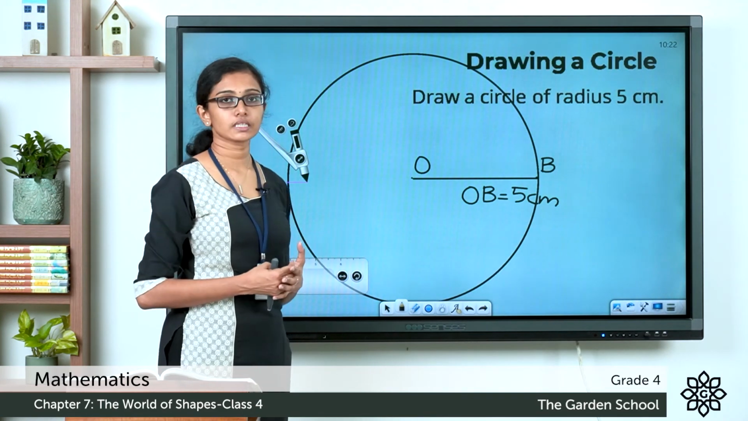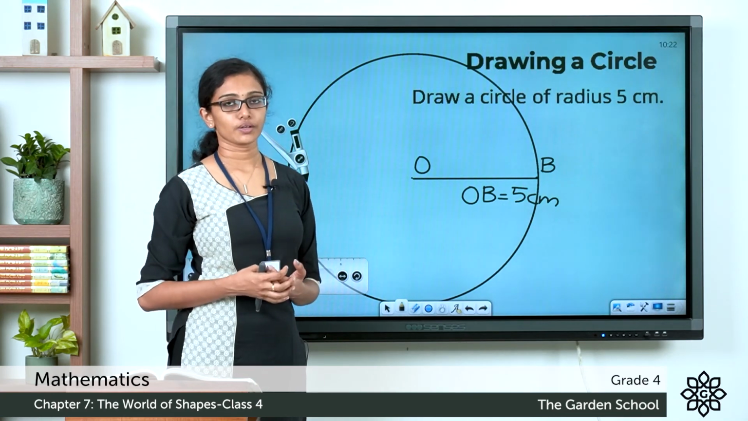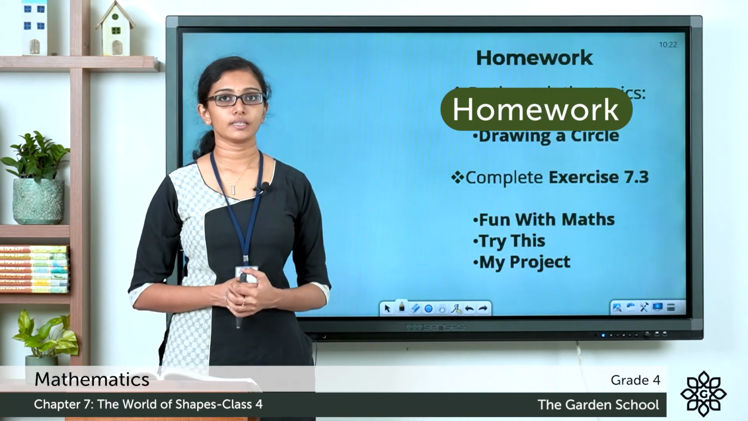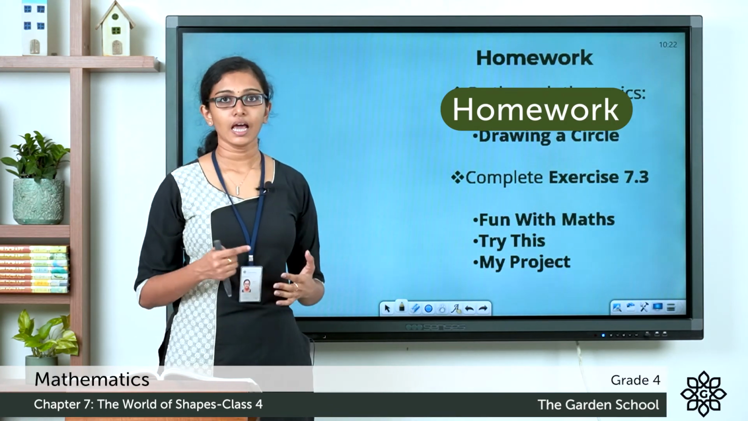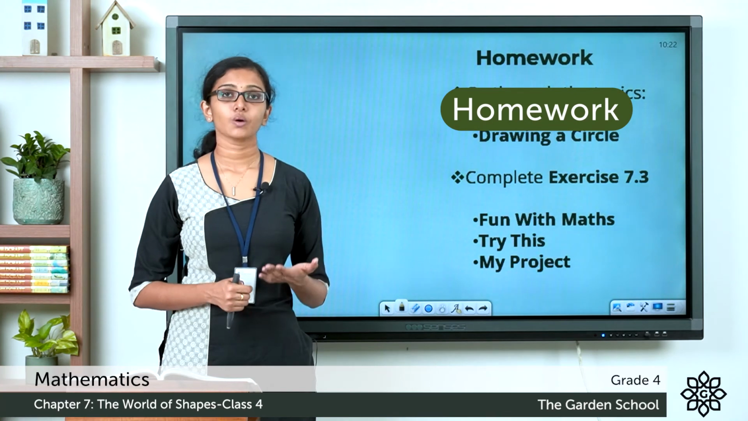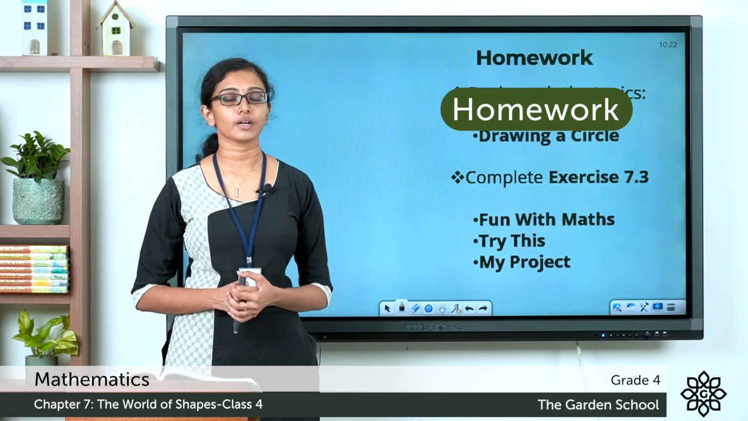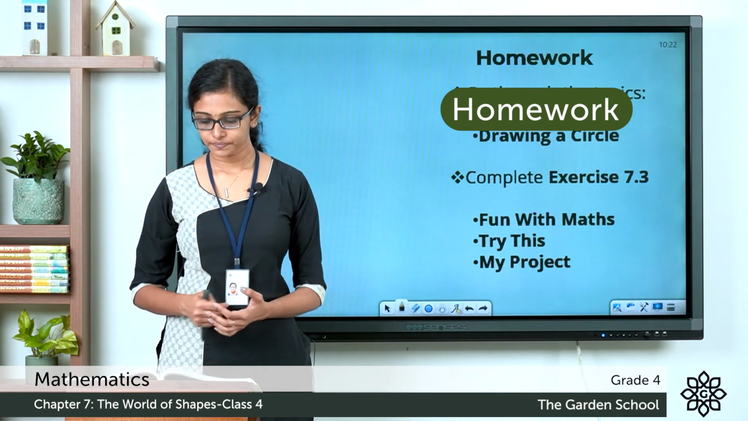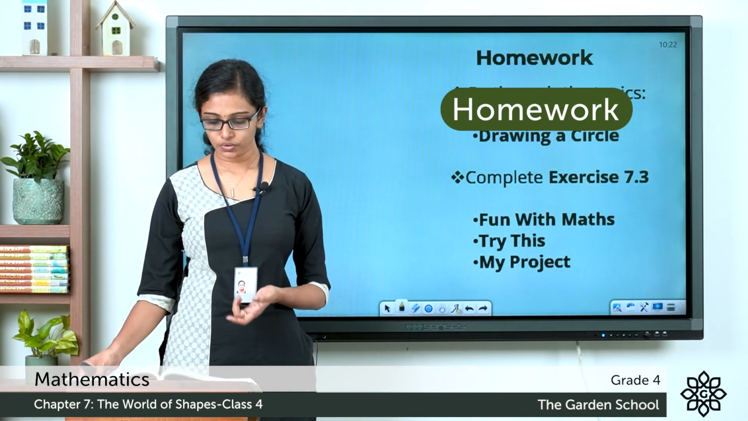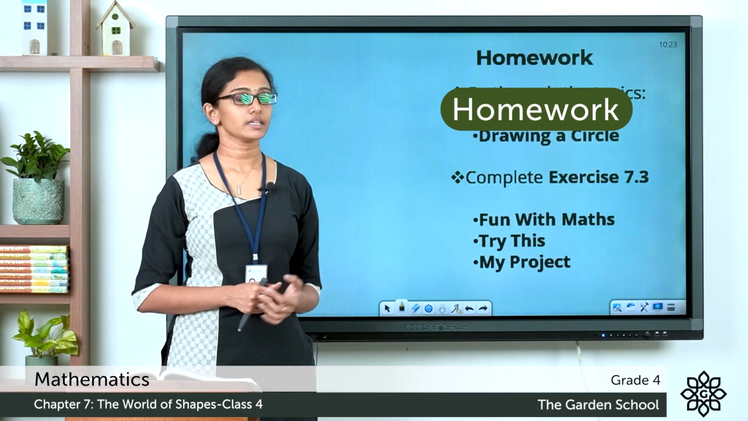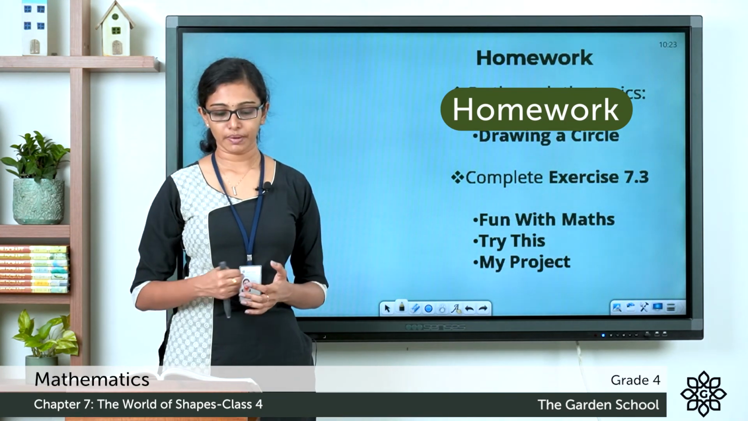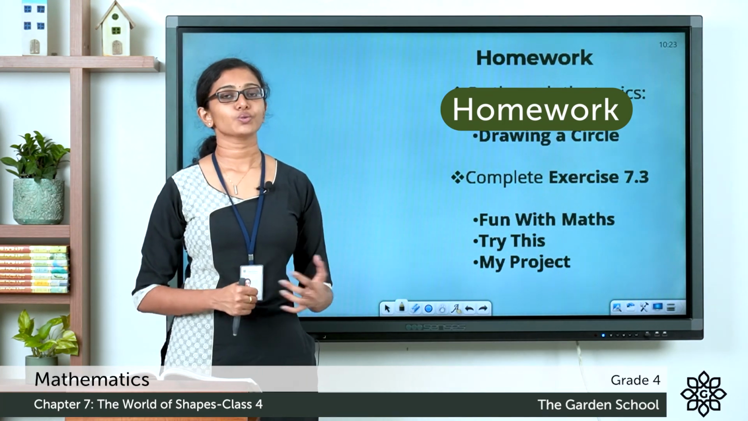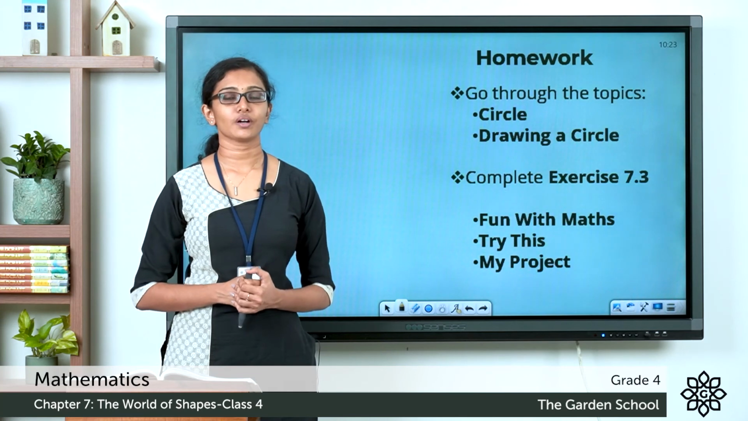So you can try drawing circles of different radii in your notebook. So as a homework, you have to go through these topics once again. You have to go through the topic circle and drawing a circle in page number 106 and 107 of your textbook. Then you have to do one exercise, exercise 7.3. You have to complete the questions 1, 2, 3, 4 and 5. And after the exercise, you can see some headings, one with maths, try this and my project. Go through these activities as well and do accordingly.